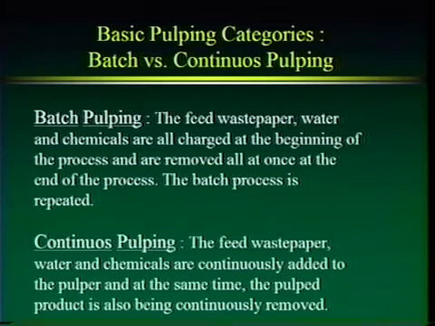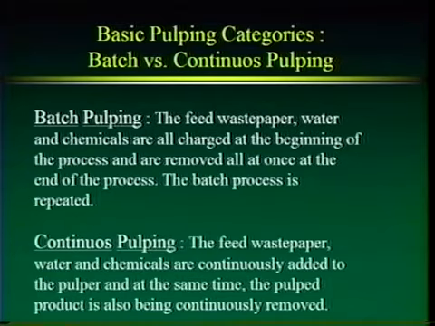Now, the other way you can do pulping is continuous pulping. In this case, the feed, recovered paper, water, and chemicals are continuously fed to the pulper. And the pulper is always in motion, agitating and pulping. And at the same time, there's always an outlet of the pulped material.